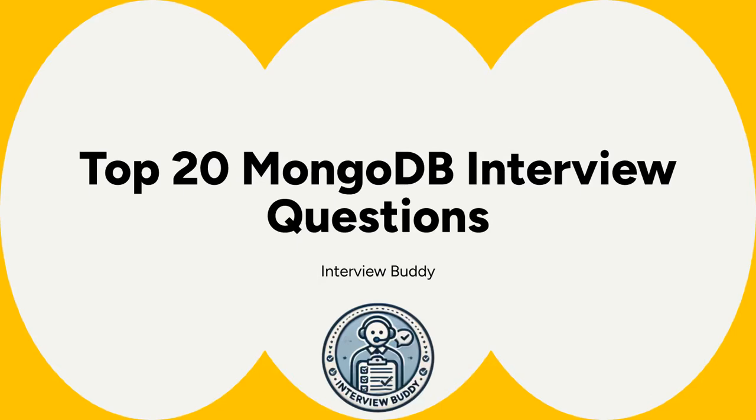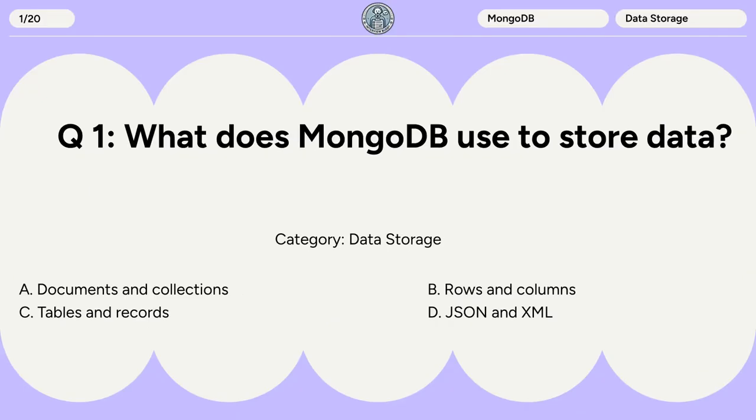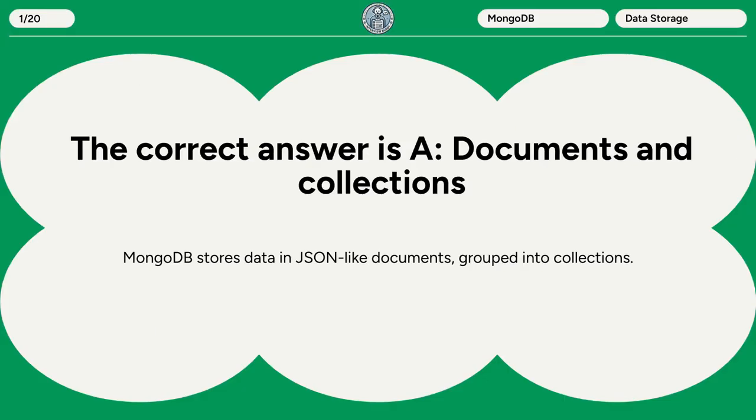Top 20 MongoDB interview questions. Question 1. What does MongoDB use to store data? A. Documents and collections. B. Rows and columns. C. Tables and records. D. JSON and XML. The correct answer is A. Documents and collections. MongoDB stores data in JSON-like documents, grouped into collections.